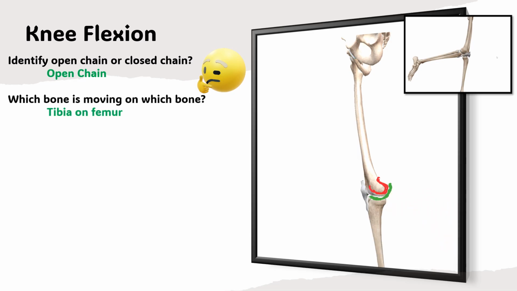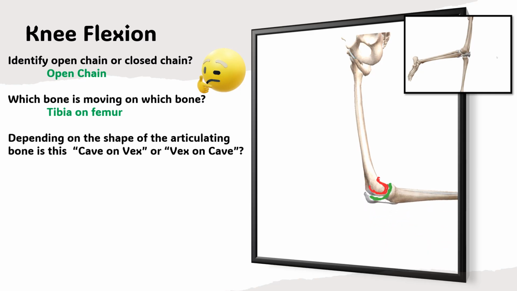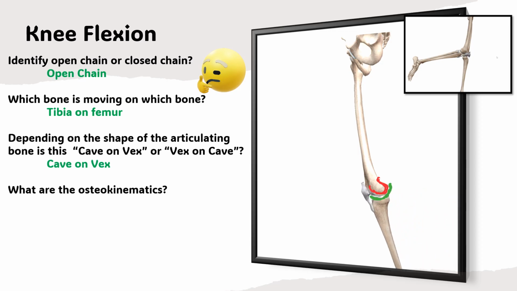The next component we're going to identify is which bone is moving on which bone. Well, the tibia is in fact moving on the femur. If we continue, we will see, depending on the shape of the articulating bone, is this a concave on convex or a convex on concave? Well, the great news is we've already identified this. We said that the tibia is concave, thus it's a concave on convex structure. And we are correct.